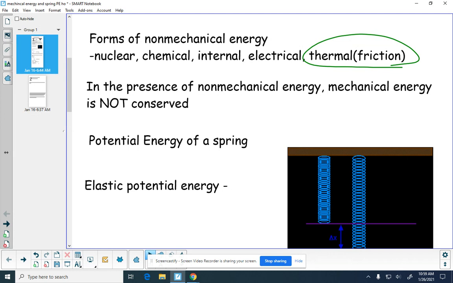You have to overcome friction. You have to overcome friction to be able to push a box or push something across the floor. Our net work that's happening is not going to be the same as the amount of work that you put in. That friction is going to dissipate the mechanical energy that you have.